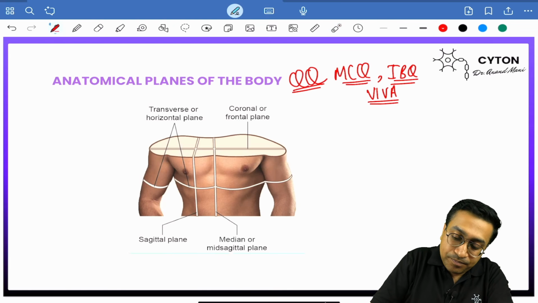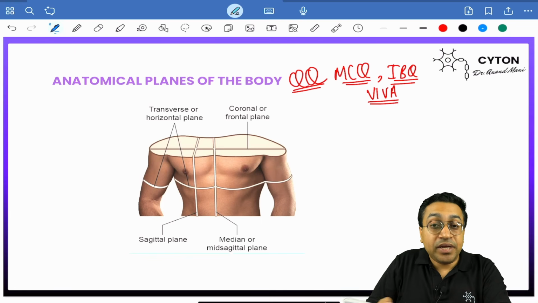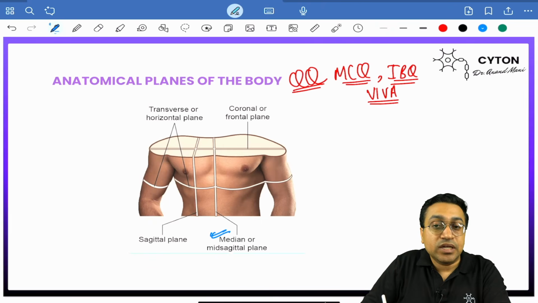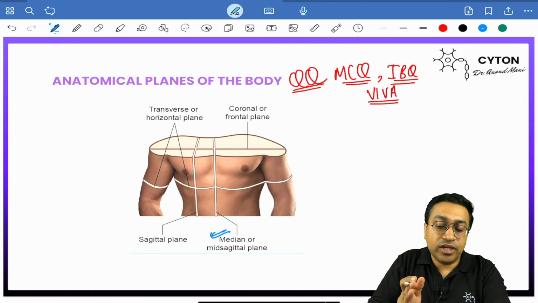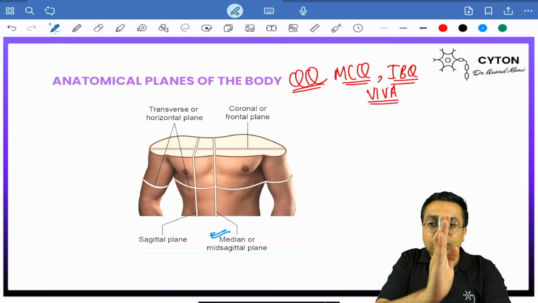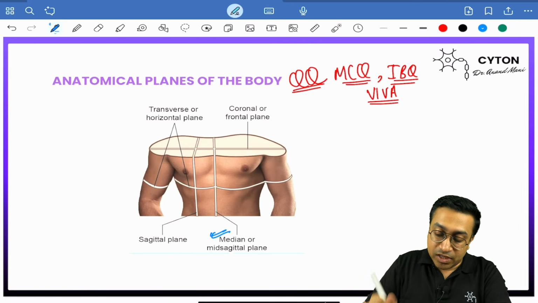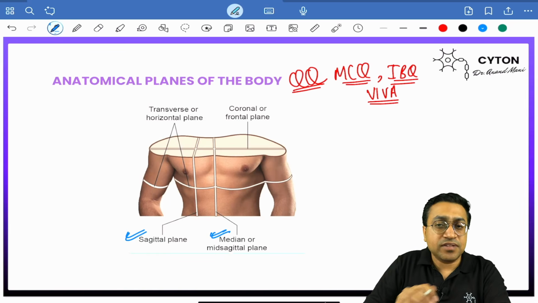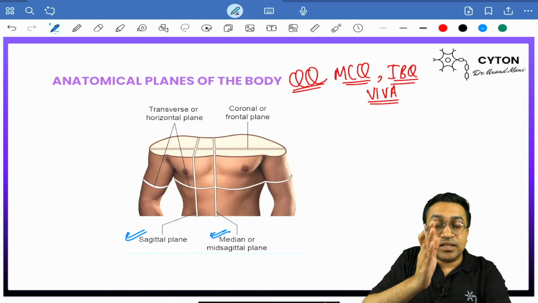Let us see. One is the median, also known as mid sagittal plane. Okay, so it is the plane which passes through the center of the body. So just imagine, if it is passing through the center of the body, it will divide the body into equal right and left halves, correct? Then there is something known as sagittal plane. Okay, again, that is any plane parallel to the median plane or the mid sagittal plane, that is the sagittal plane.